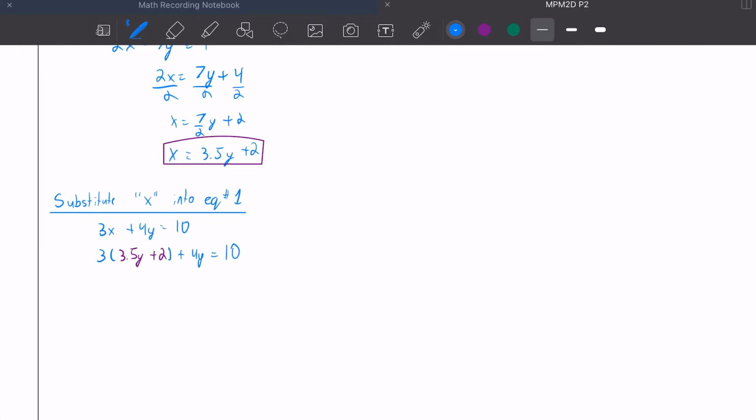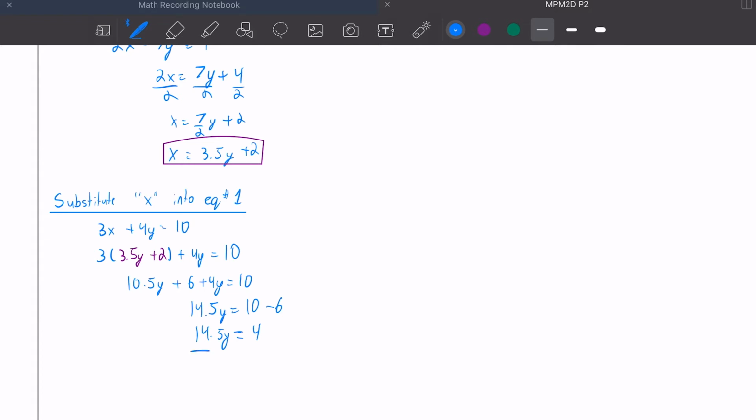And when we expand out the bracket, we get 10.5y plus 6 plus 4y equals 10. Okay, let's collect our like variables and bring them to each other's side. So if we get 10.5y plus 4y, we get 14.5y. And we're going to have 10 minus 6 on the other side. So that gives us 4. 14.5y over here.